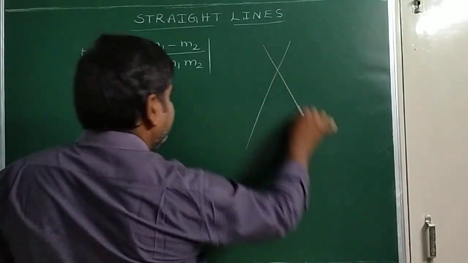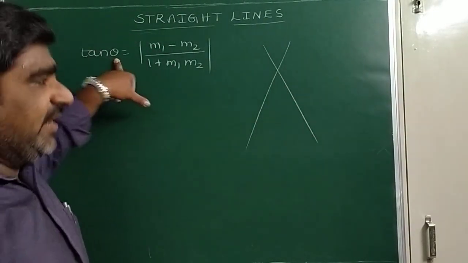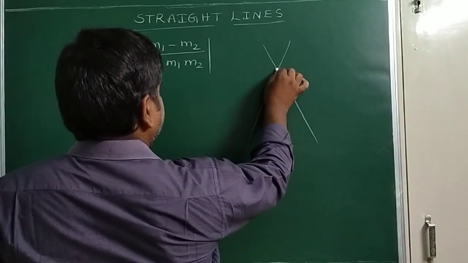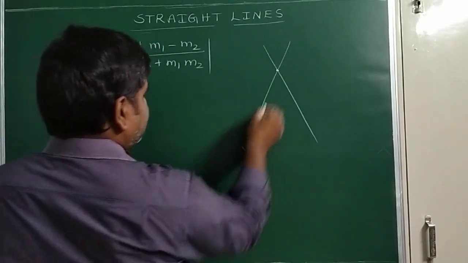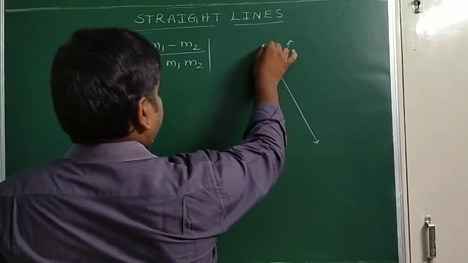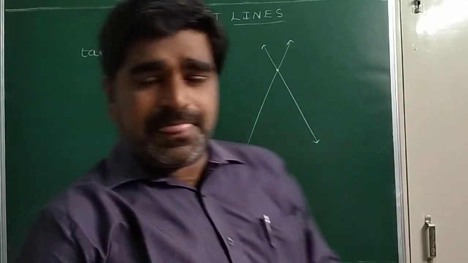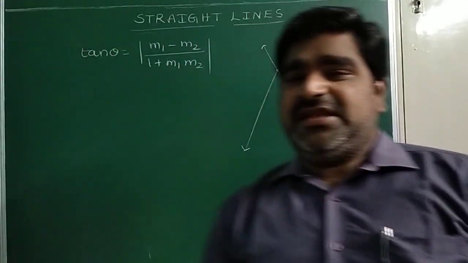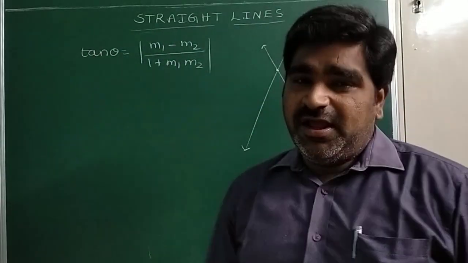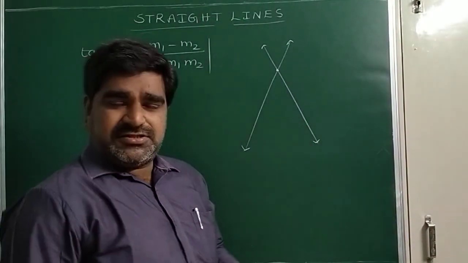What is theta? Here theta is the angle between two intersecting lines. Let us confirm one thing. How many angles are there between two intersecting lines?